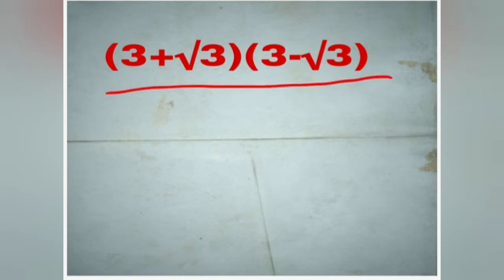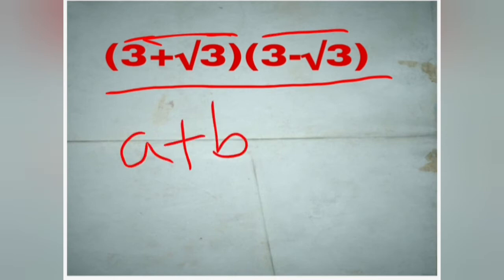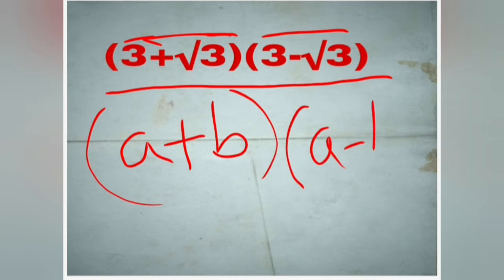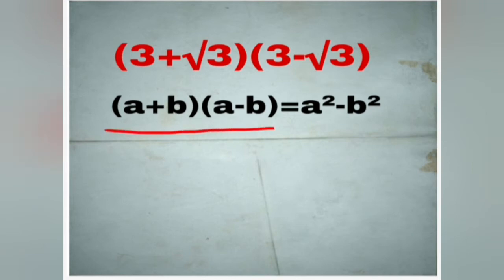So this is again a multiplication of a binomial by a binomial, but here it is possible for us to use an identity. Whenever we use an identity, it will reduce our work and make our simplification easy. Here you have the same terms with the opposite sign, so we can use the identity (a + b) into (a - b). (a + b)(a - b) is equal to a square minus b square. So that will give us the solution very easily.